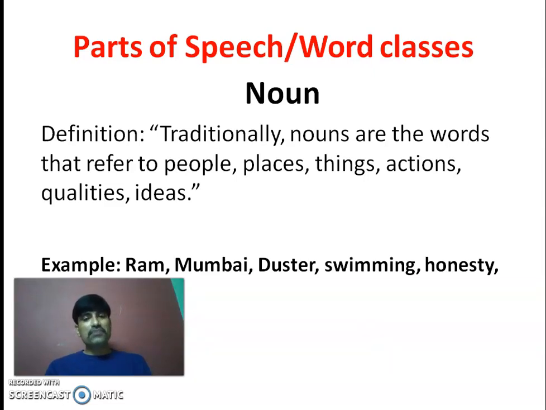So this will be the definition. Traditionally, nouns are the words that refer to people, places, things, actions, qualities, and ideas. For each and every word in the definition, I have tried to give one example. For example, Ram, Mumbai, duster, swimming, honesty, electricity, etc. Understand this. Now, people will ask me why we need to learn about noun.